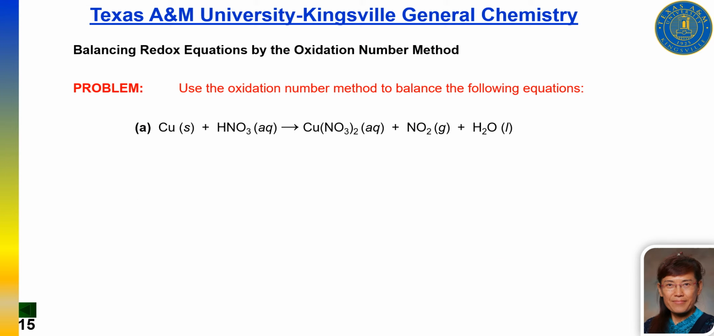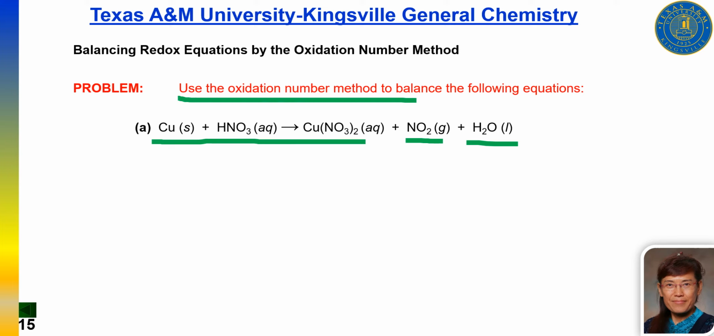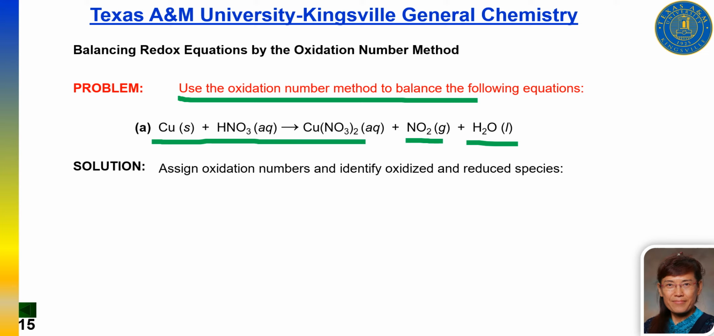Let's see, for example, I have copper solid reacted with nitric acid, aqueous, to produce copper nitrate and nitrogen dioxide and H2O, water liquid. This reaction is not balanced. I want everybody to use the oxidation number method to balance the reaction. So here is my solution.